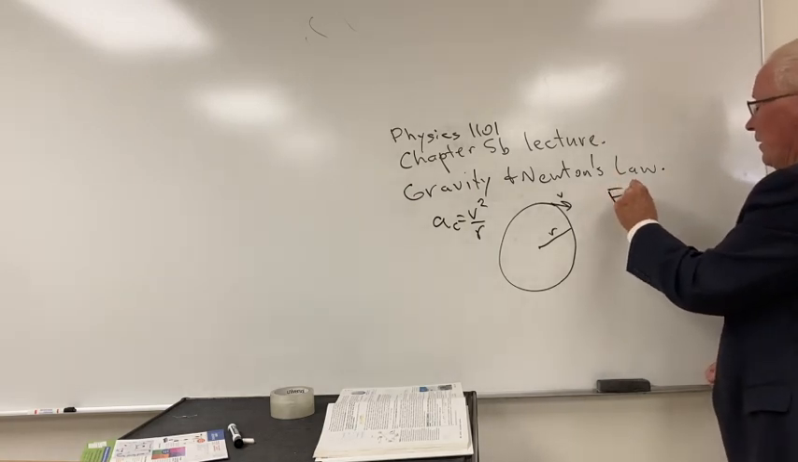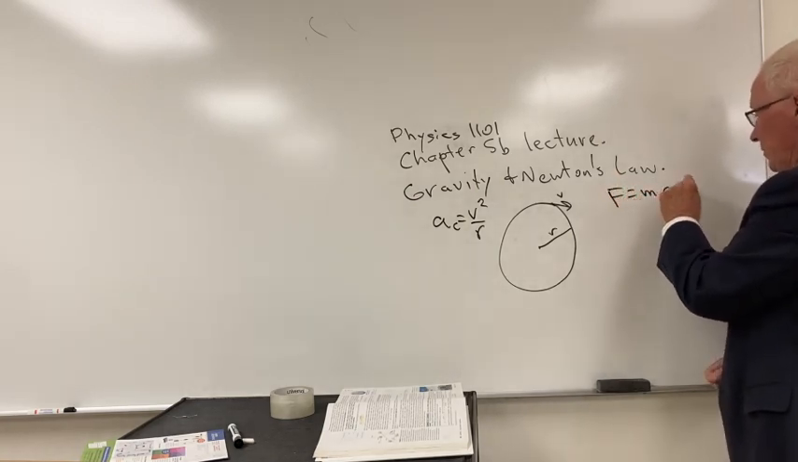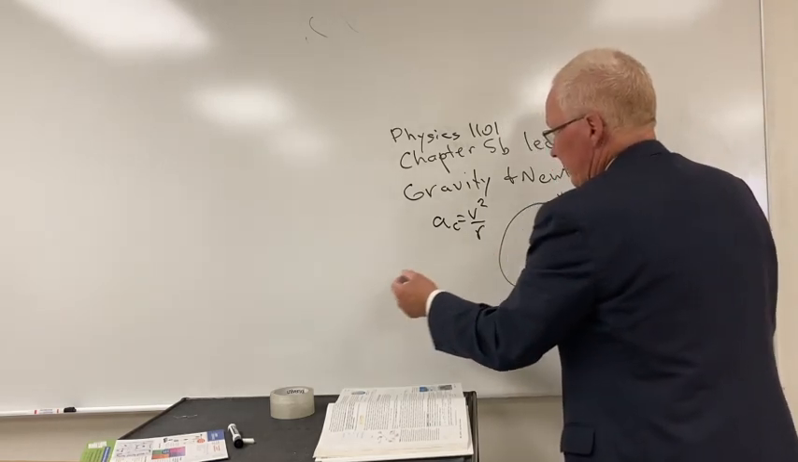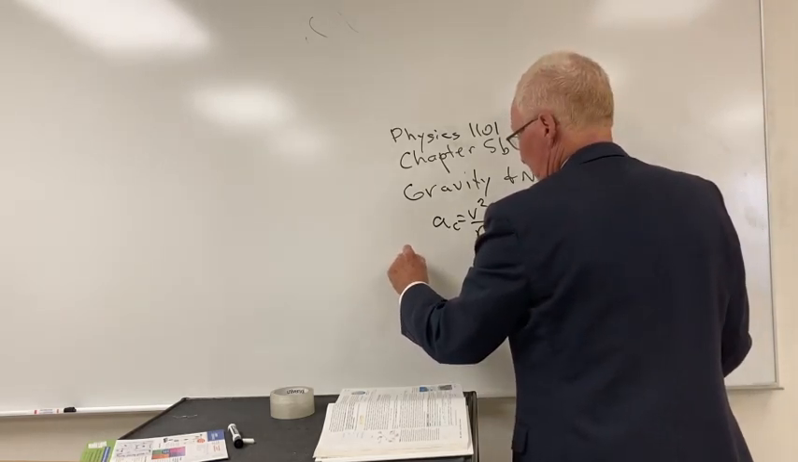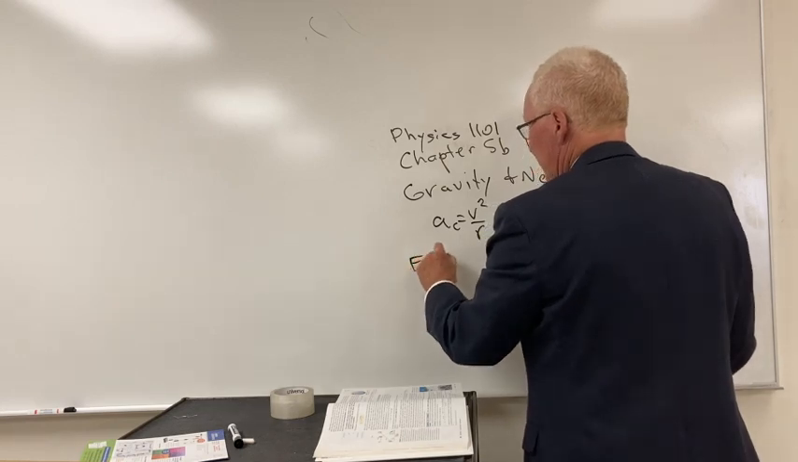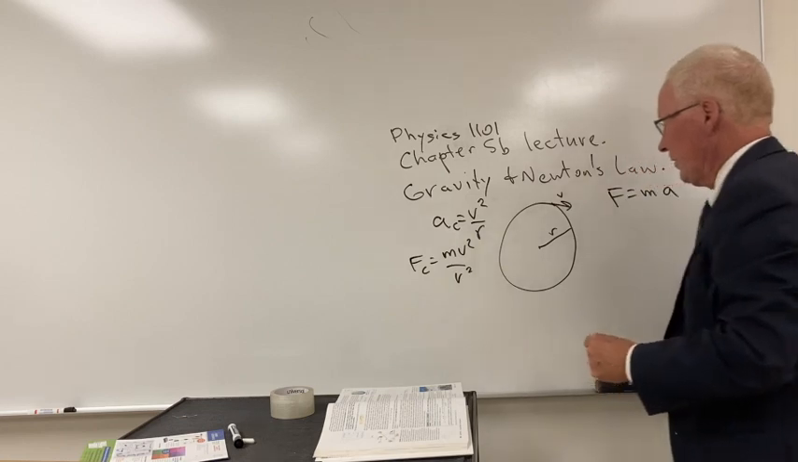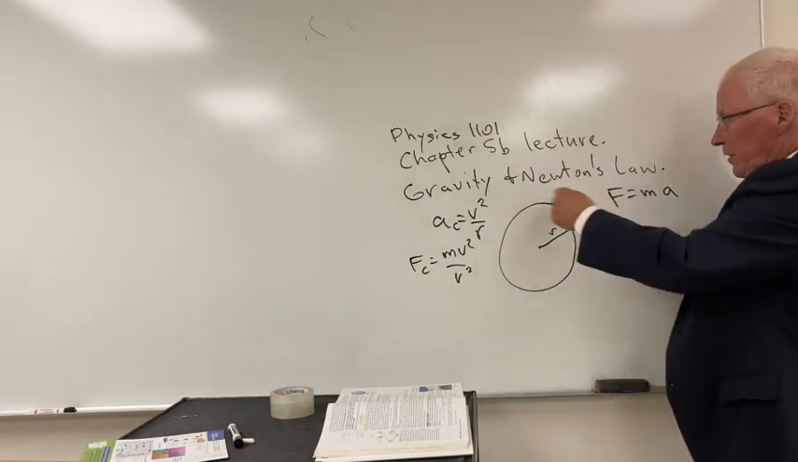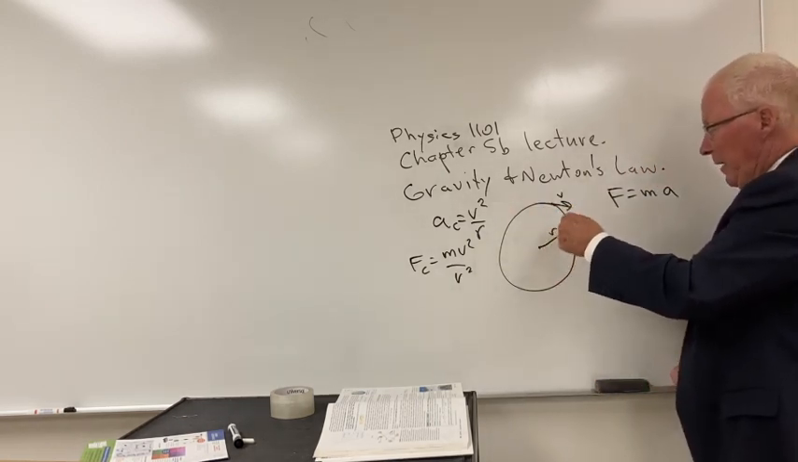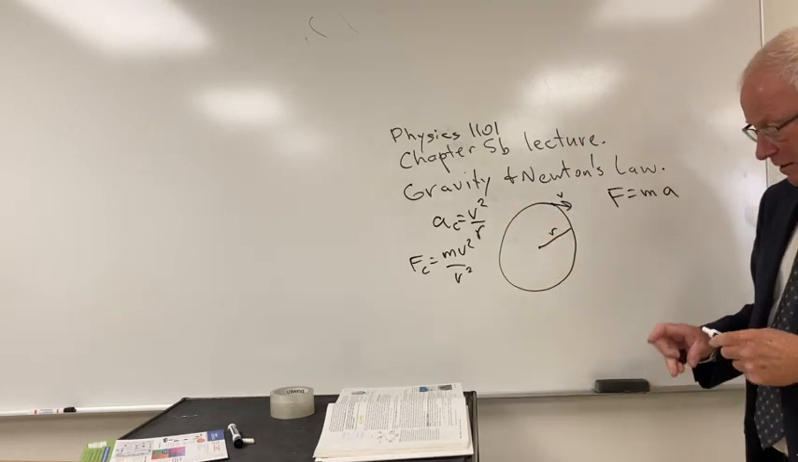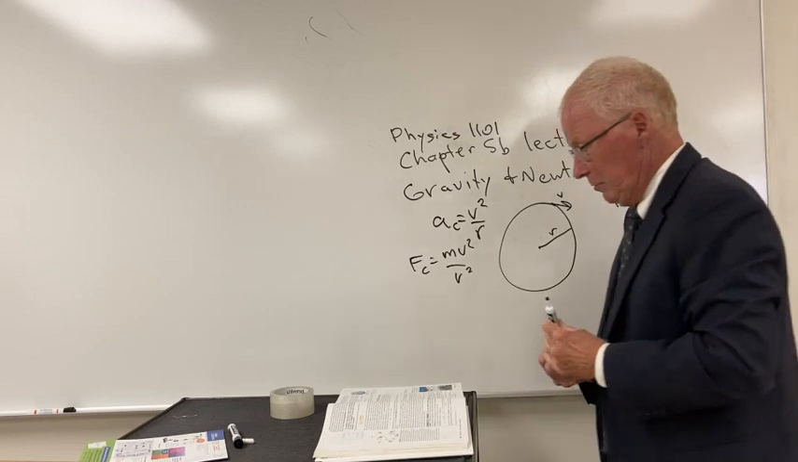Again, this is related to linear motion. We have Newton's second law of motion, F equals ma. Here we have the same thing: the centripetal force is mv squared over r. So the acceleration makes no difference on the mass. It only depends on the speed and the radius from the center.